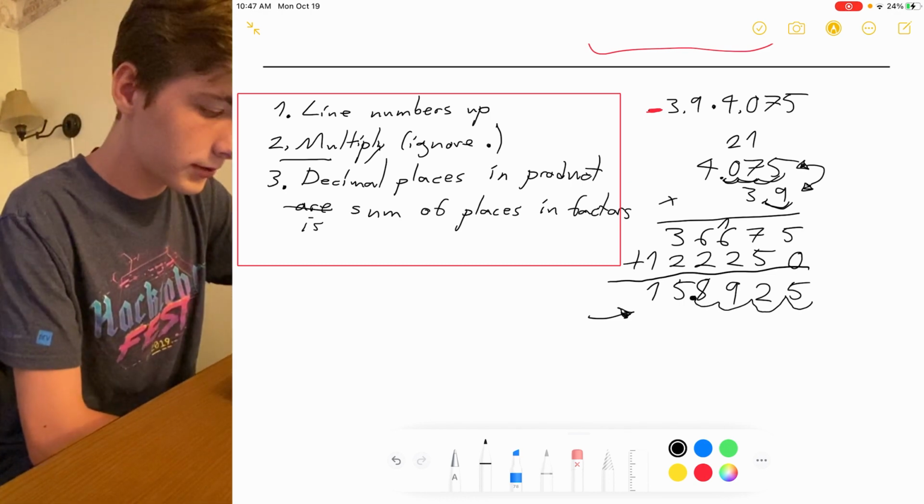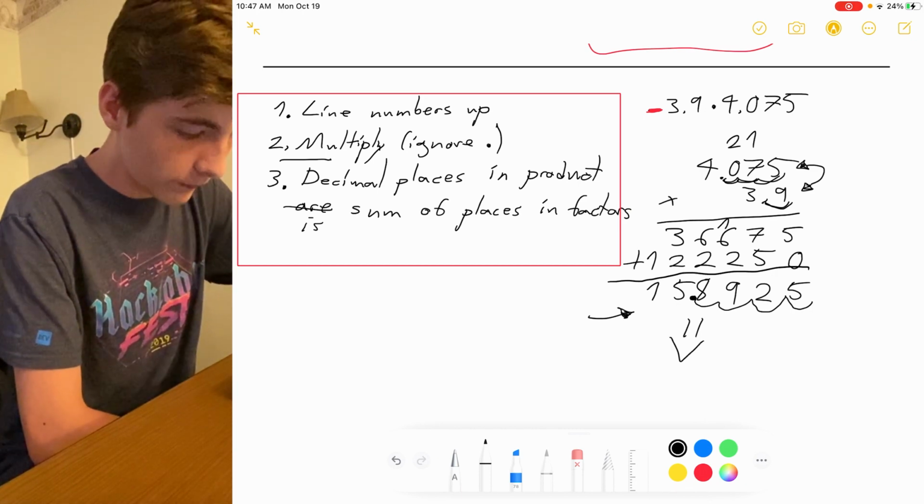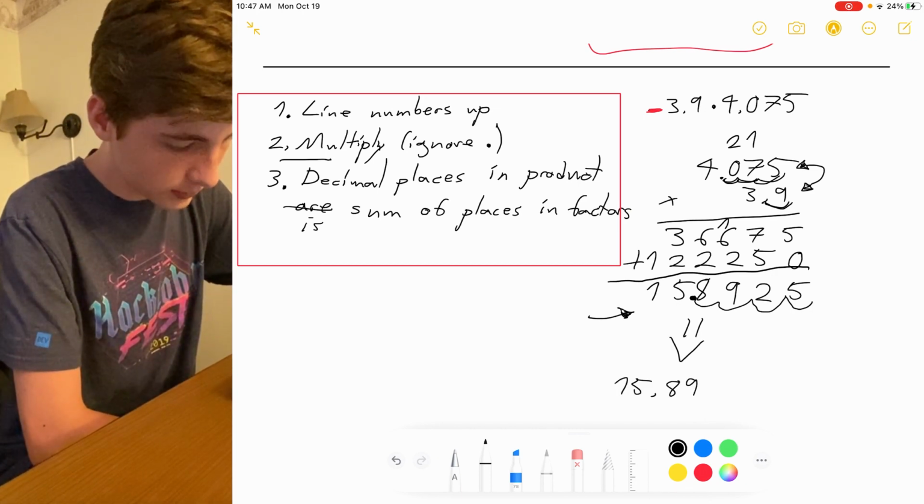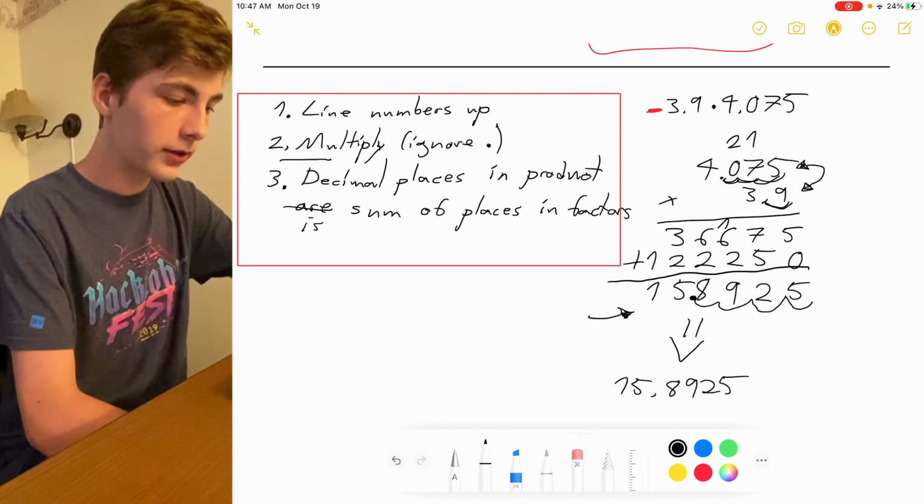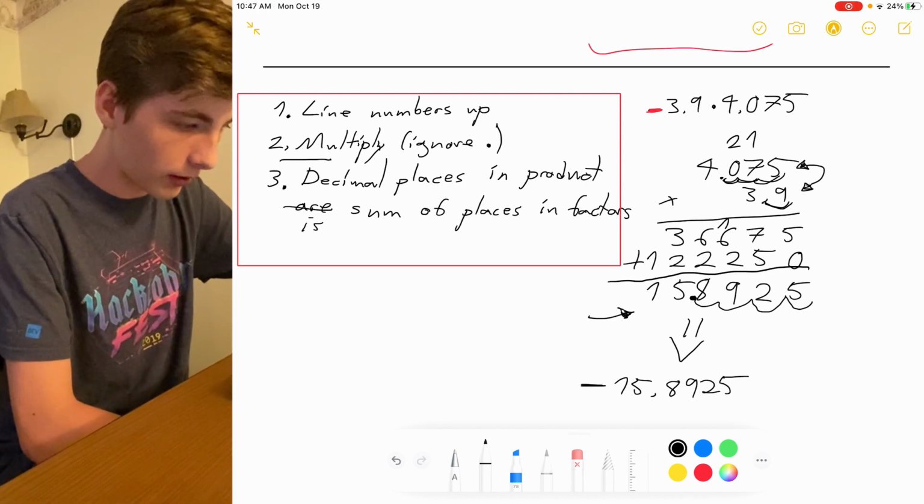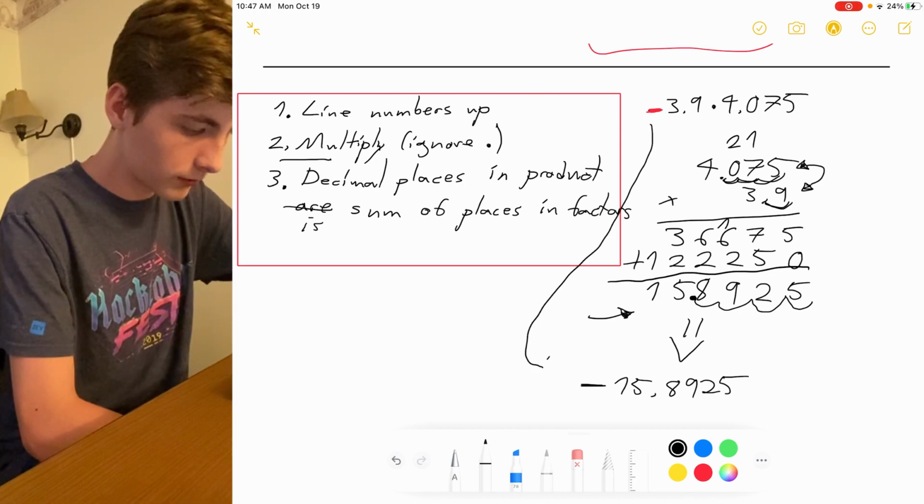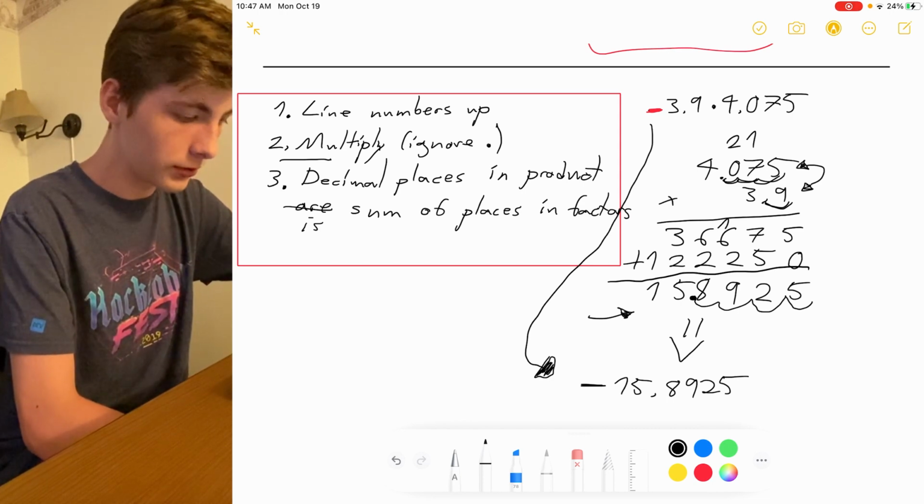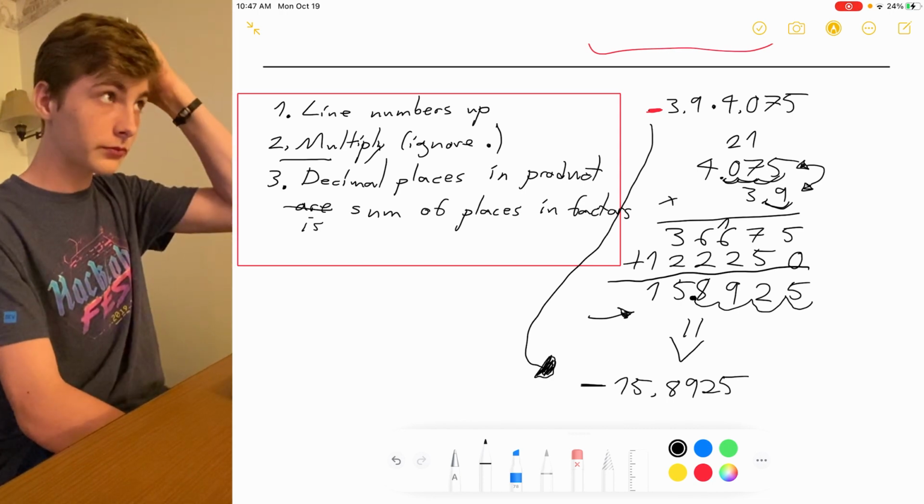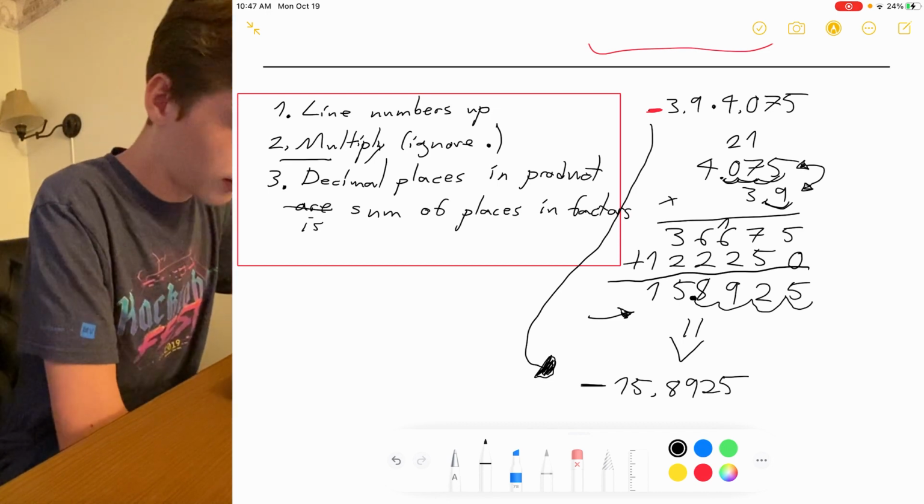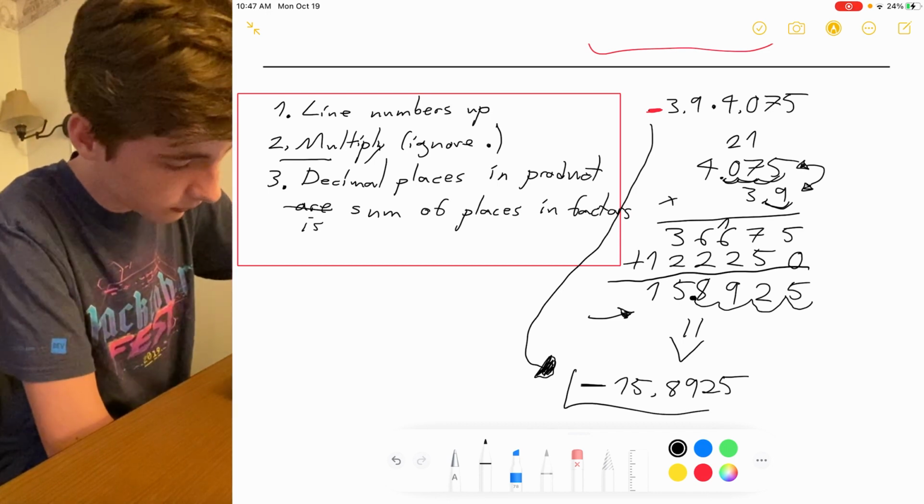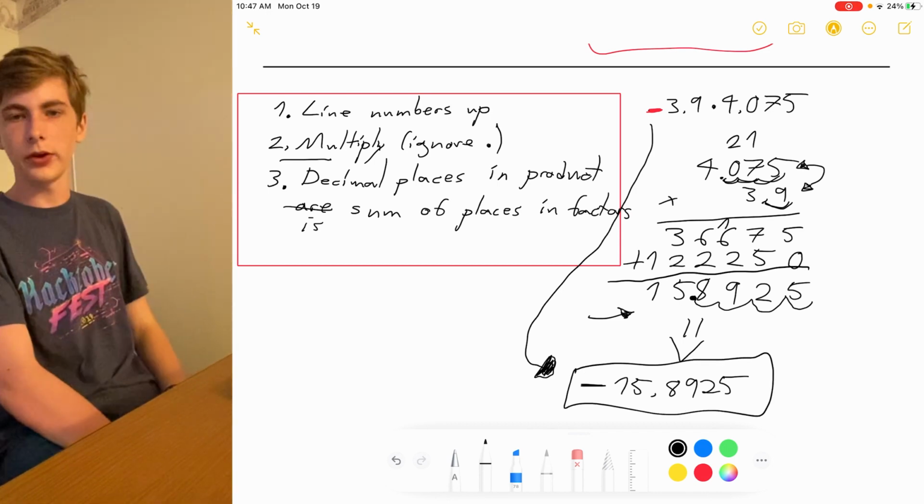So now our answer is going to be 15.8925 with this negative sign that we carried down all the way from up there. Don't forget that negative sign. And so now this is our answer. We've learned how to do multiplication with the decimal points.